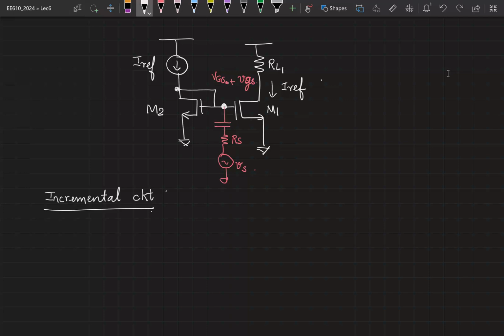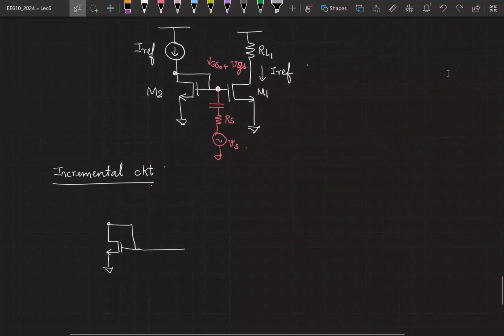What happens to IRF? So IRF being 0 means it has to be open circuit, right? And then I have this transistor connected like this. I will assume that the value of the capacitance is large enough such that it is a short at the frequency of Vs.